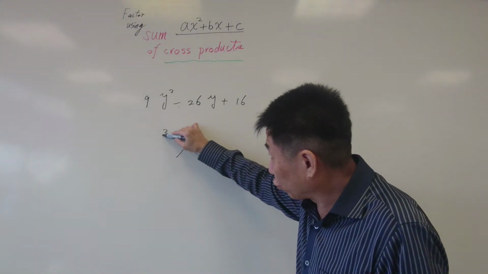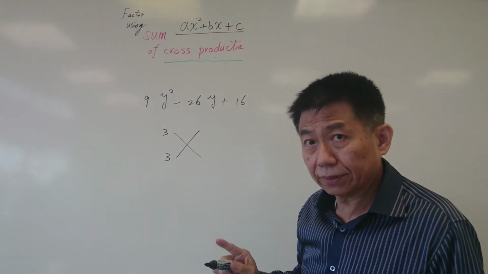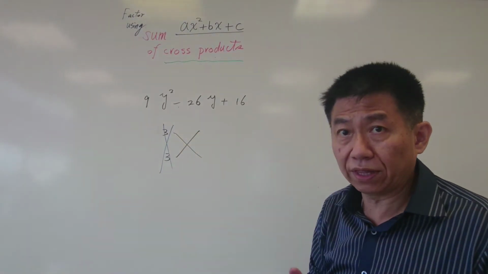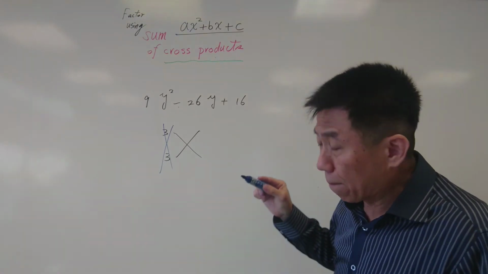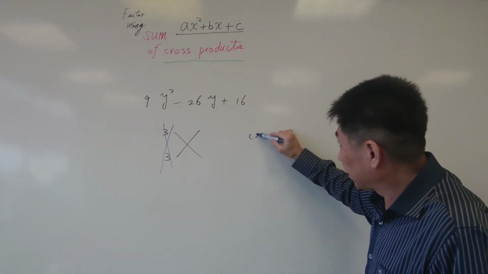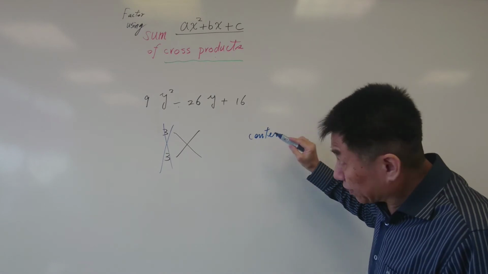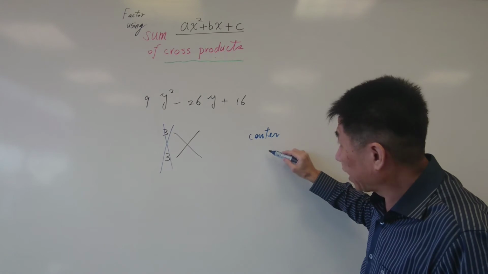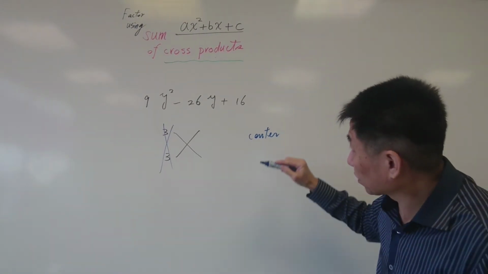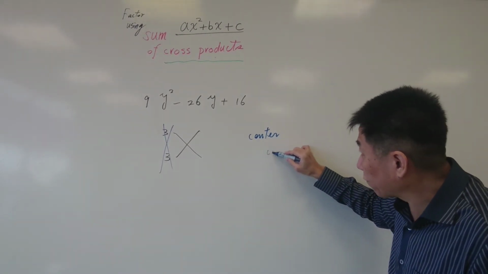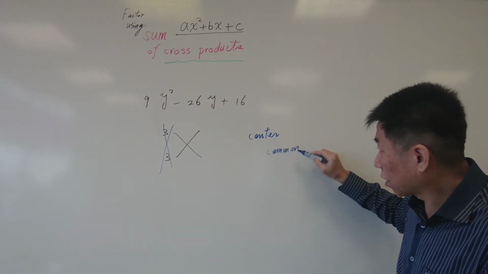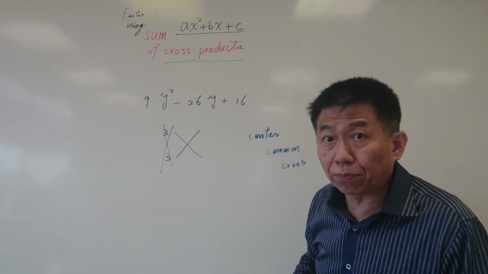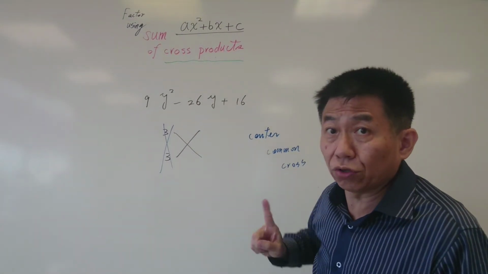Now, most students try 3 and 3. Listen, I tell you what. You shouldn't try 3 and 3. You shouldn't even start with this. Why not? Because my third principle is center. The center one should contain what? Should contain the greatest common factor, the common factor in the cross product should go into the center.